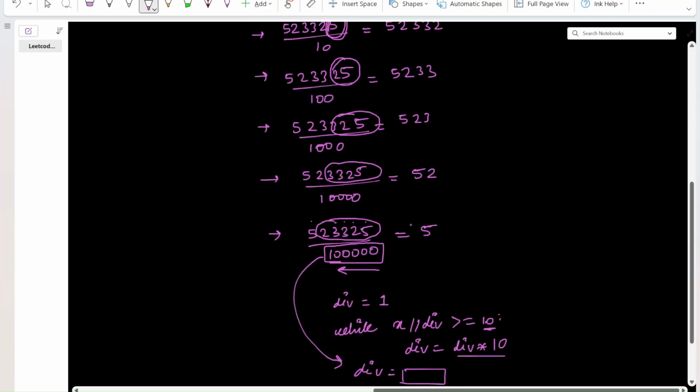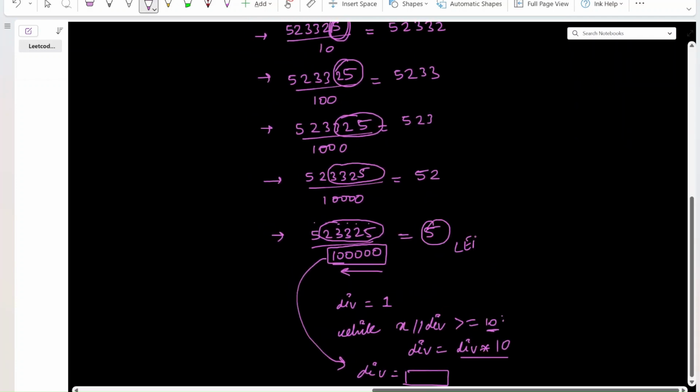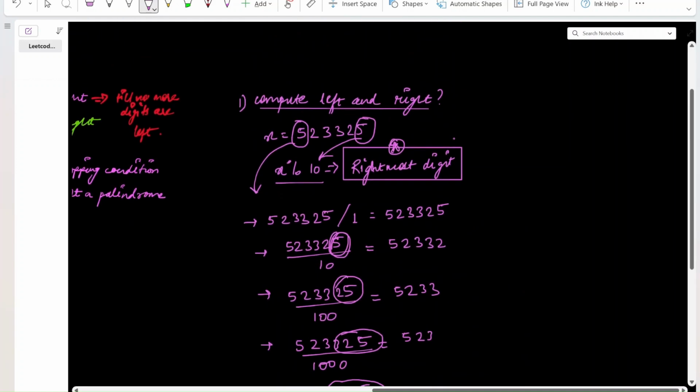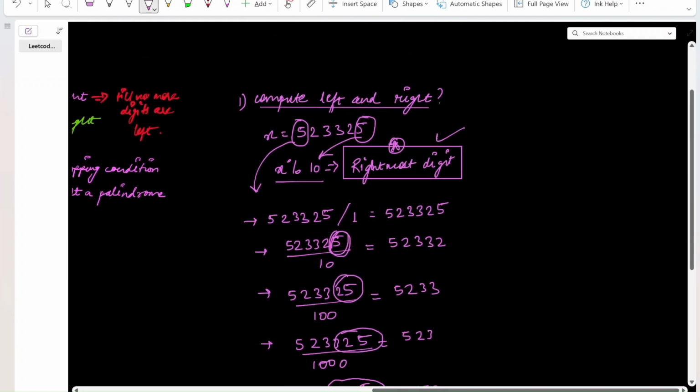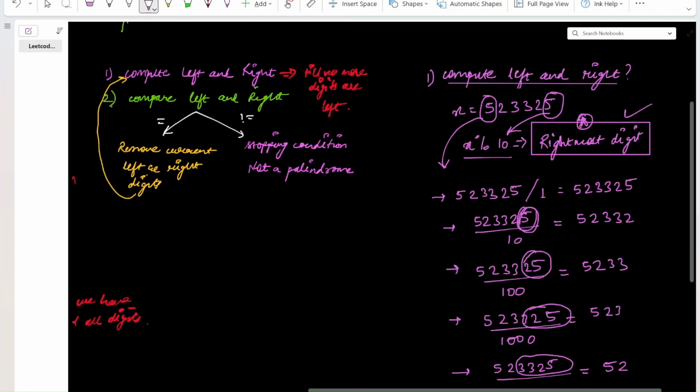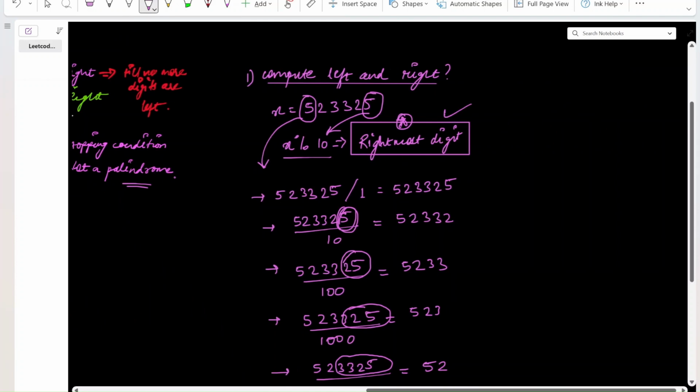And from here, once I get the leftmost digit and the rightmost digit, then I can start comparing these. So I'll reach this compare left and right stage. And now I have to understand, if these are not equal, then it's a simple logic. We can just return that it's not a palindrome. But if they are equal, then we need to understand how to remove the current left and right digits.